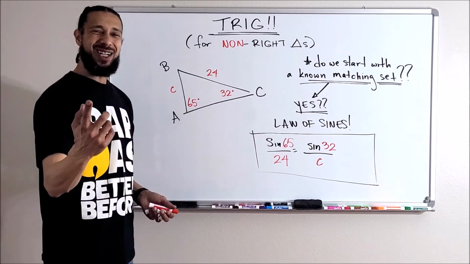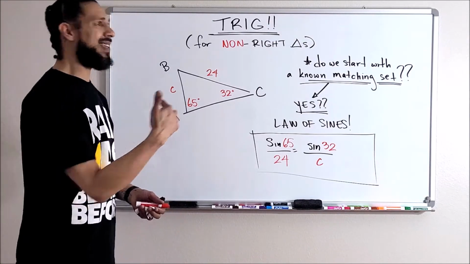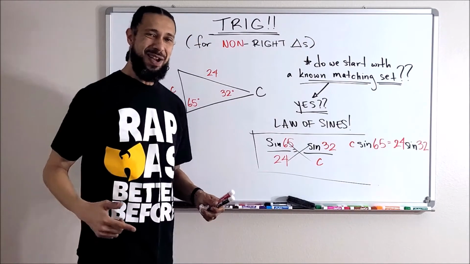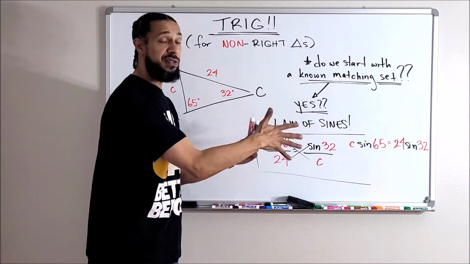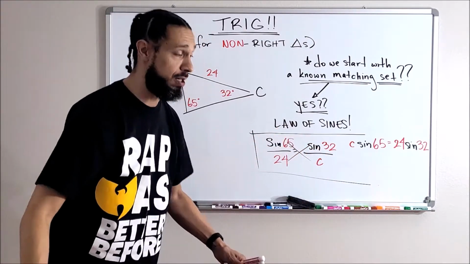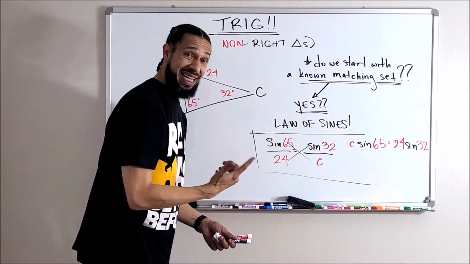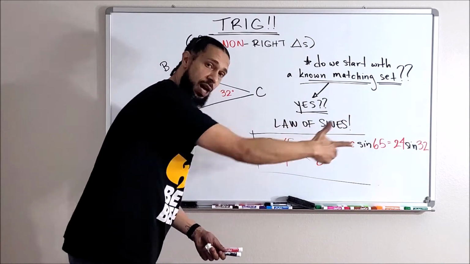You want to do some quick algebra, cross multiply? That's exactly what we do here. If you do it right, it'll look like this. Remember, when we cross multiply, it just gives us an equation to solve. It doesn't give us the answer. All right, so C times this, which I have written here, equals 24 times the sine of 32.